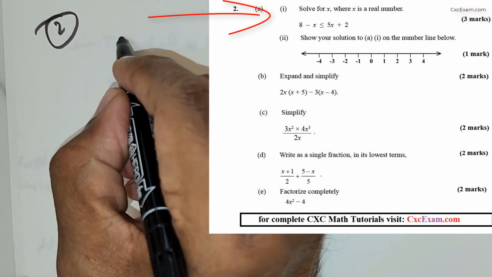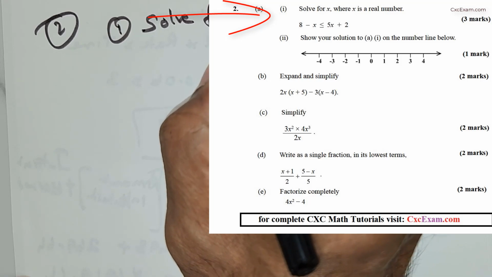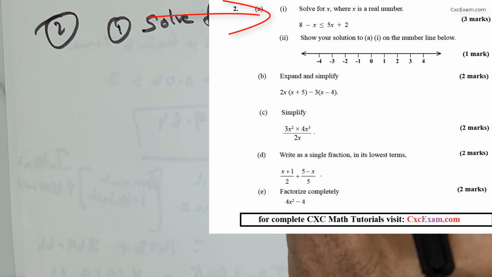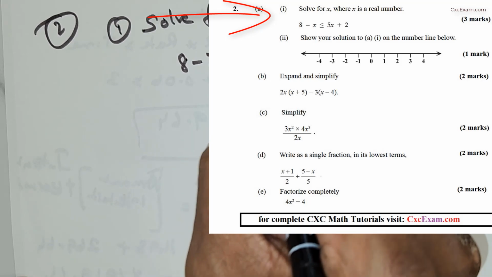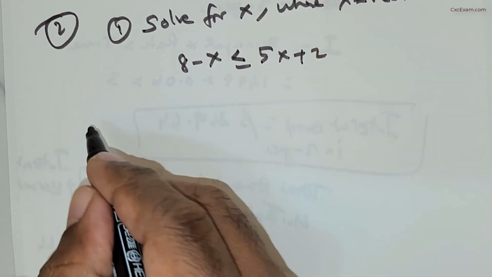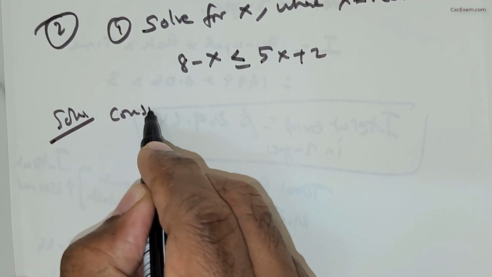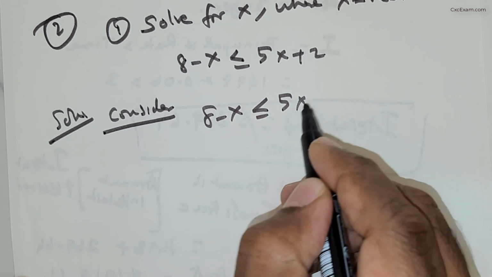Number 2, the first part states the following requirement. Solve for x, where x is a real number, and we are given 8 negative x less than or equal to 5x positive 2. So solution, consider 8 negative x less than or equal to 5x positive 2.